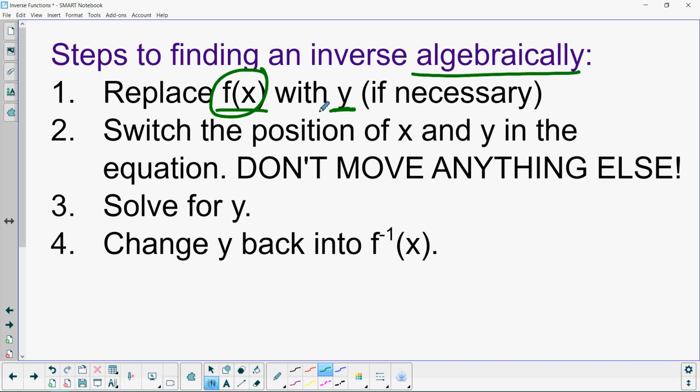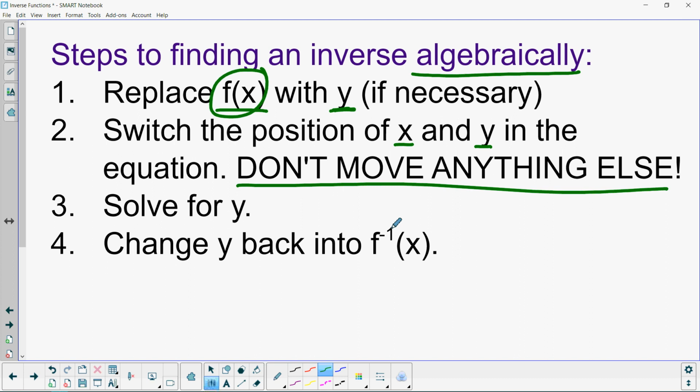The next thing we're going to do is take the position of only the x and only the y in the equation and swap them. Don't move anything else. No exponents, no radicals, no adding, no subtracting, no nothing. You're only switching the position of the letters in the equation.